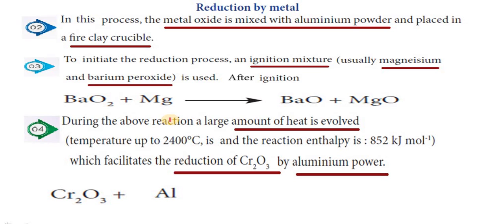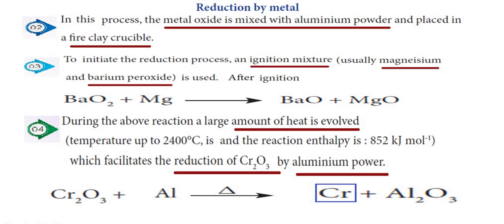Here you see chromic oxide plus aluminium gives chromium plus aluminium oxide. This equation has to be balanced. Listen, we have 2 chromium in chromic oxide, therefore in front of chromium put 2. Here in aluminium oxide, we have 2 aluminium, therefore in front of aluminium on the reactant side put 2. That's all. So aluminothermic process is over. We reduced chromic oxide into chromium by aluminium.